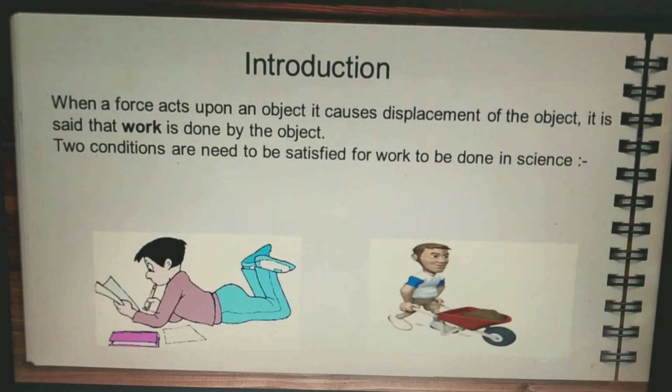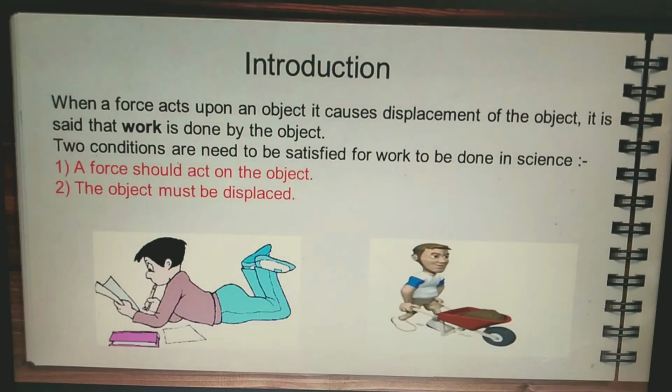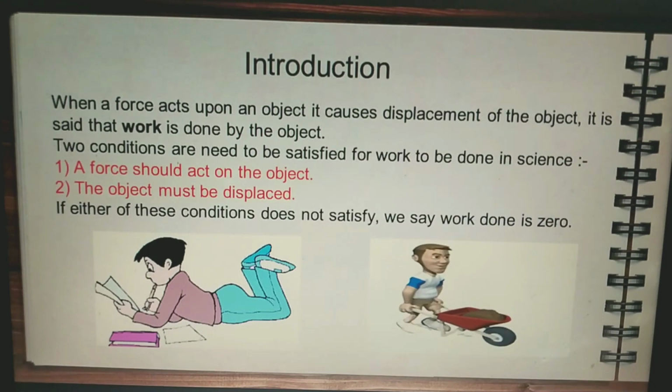There are two conditions which need to be satisfied for work to be done. Those two conditions are: a force should act on the object and the object must be displaced. कि force object के ऊपर लगना चाहिए and object अपनी position से displace होना चाहिए. And if either of these conditions is not satisfied, we say that work done is zero.